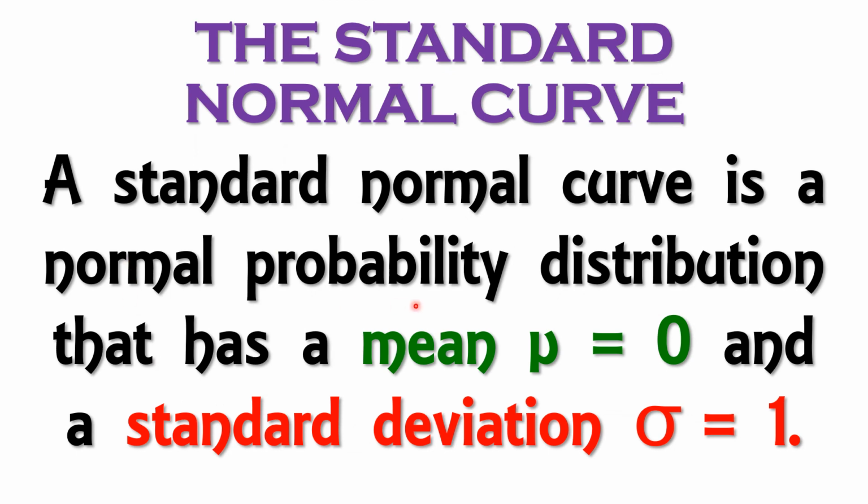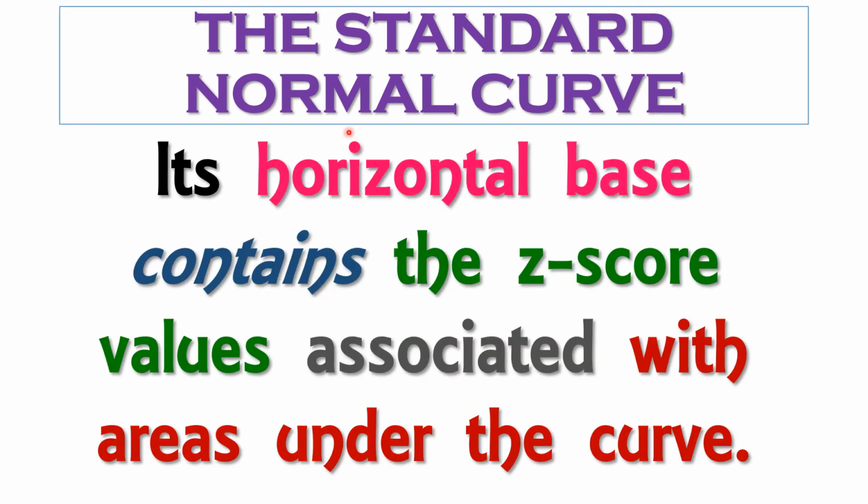Okay, so the standard normal curve is a normal probability distribution that has a mean equal to 0 and a standard deviation equal to 1. So this is now the characteristic of any normal curve. For the next characteristic of a normal curve, it says here that the horizontal base, the x-axis, contains the z-score values, which refers to the numbers labeled on the x-axis. So those numbers are associated with areas under the curve, which I will be discussing in my next video.